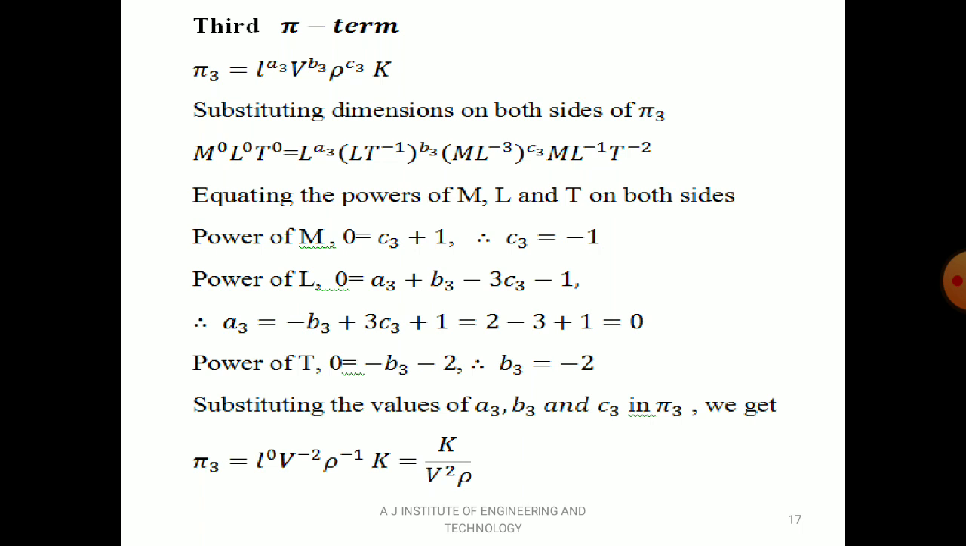Then substituting these values of a3, b3, c3 in pi 3, we get pi 3 equals L to the power 0, V to the power minus 2, rho to the power minus 1 into K. Upon rearrangement, L to the power 0 is 1, so it has no effect. So K divided by rho V square. That is the expression for pi 3.